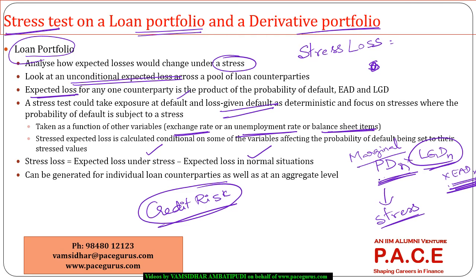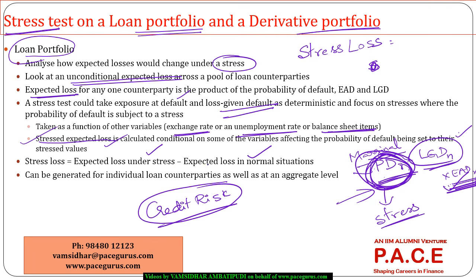So based on that changed probability of default, you compute the stressed expected loss. So this might not change, this might not change, but keep changing this number: the marginal probability of default from period T to T plus 1. Based on that, you compute the stressed expected loss. Keep stressing the market variables which would impact the probability of default, and based on that you compute your stressed expected loss. The difference between these two is what we are calling a stress loss.